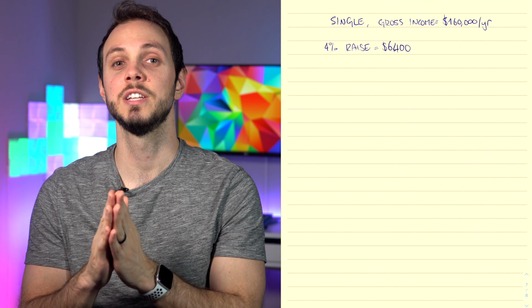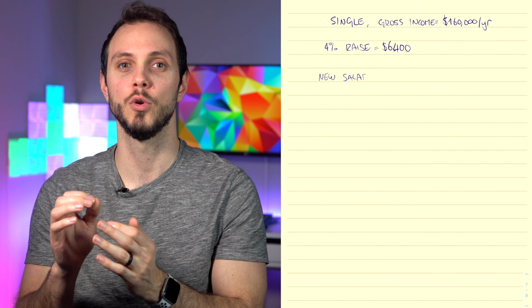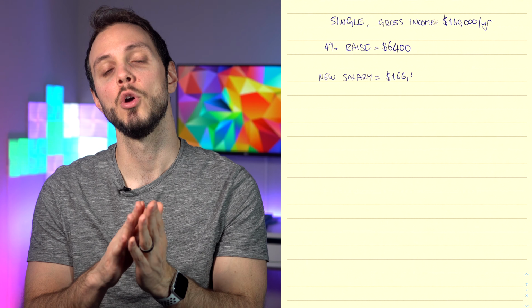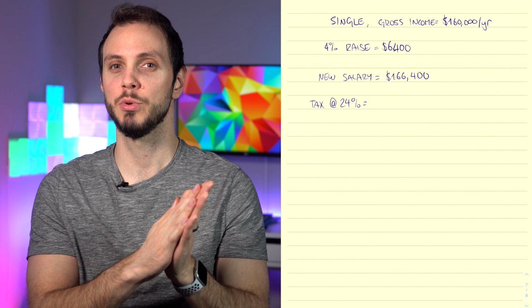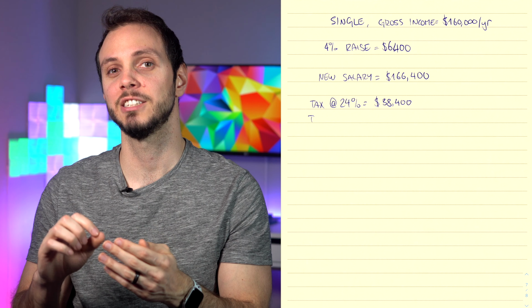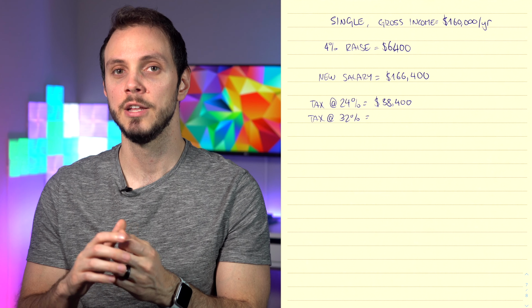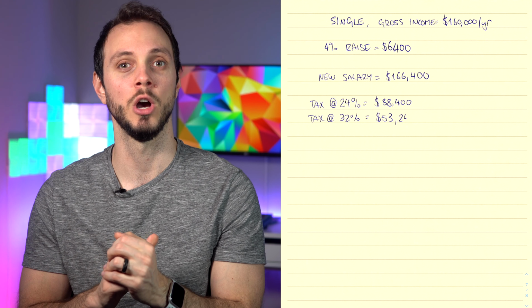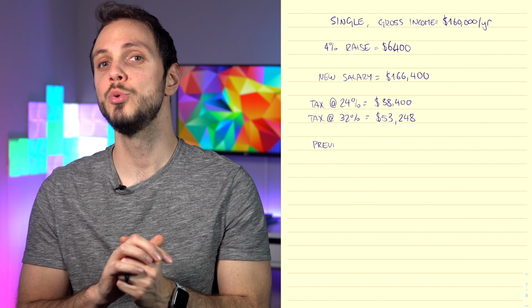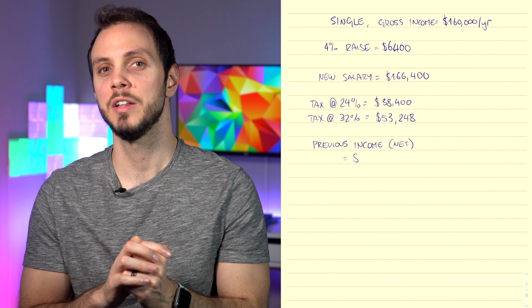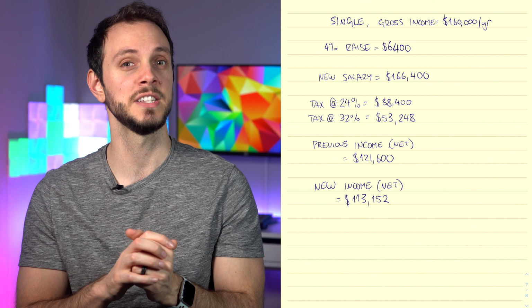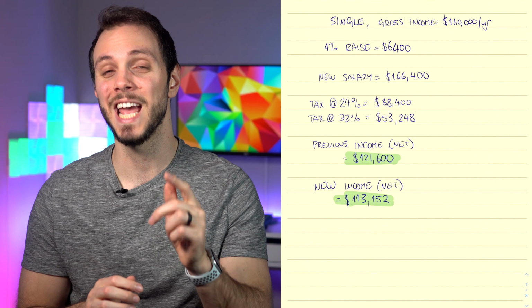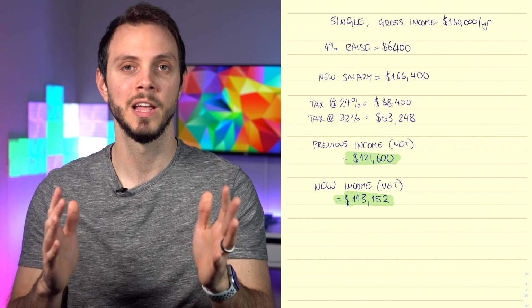Your income would increase to $166,400 and your tax bracket went from 24% to 32%. If the previous statement was correct, you would go from being taxed $38,400 to being taxed $53,248. Your new net income is $113,152, whereas before it was $121,600. That's a loss of over $10,000. Let's face it, that would be outrageous.